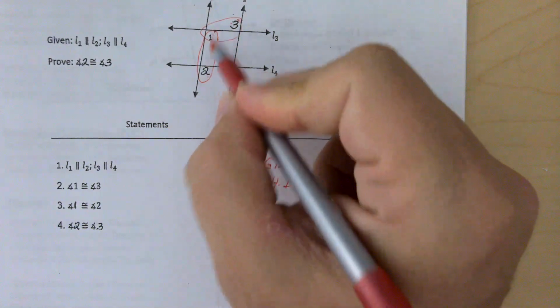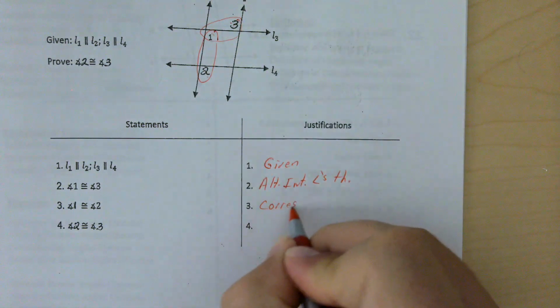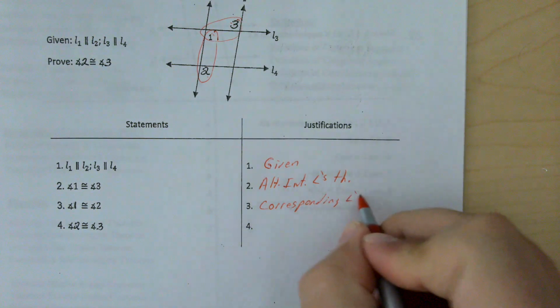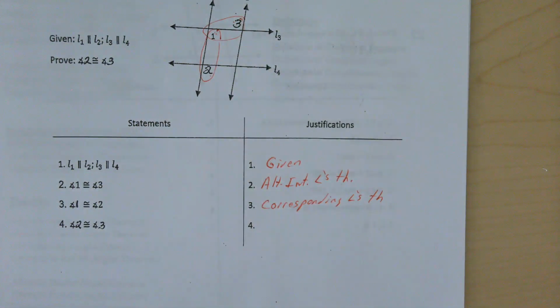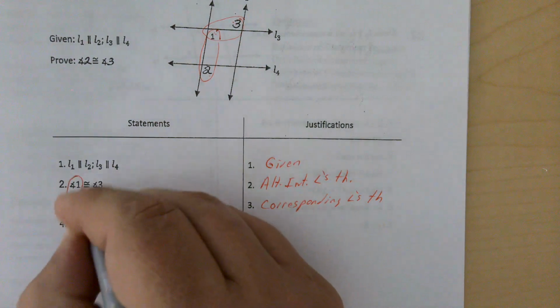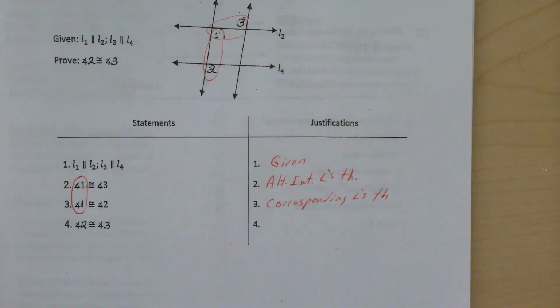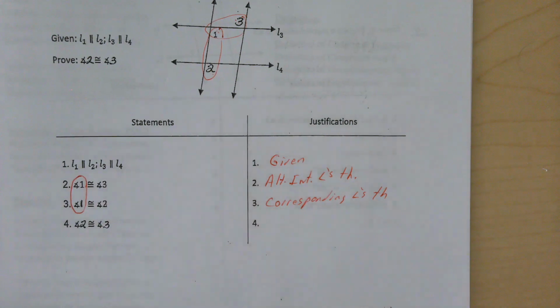Now we have corresponding angles. So there's a corresponding angle theorem. Corresponding angles theorem that says your corresponding angles have to be congruent. And then I can clearly see step 2 and step 3, we share the angle 1. So we can get rid of angle 1 and we can say, hey, well, then that forces 2 to be congruent to 3. And that's what we wanted to prove.